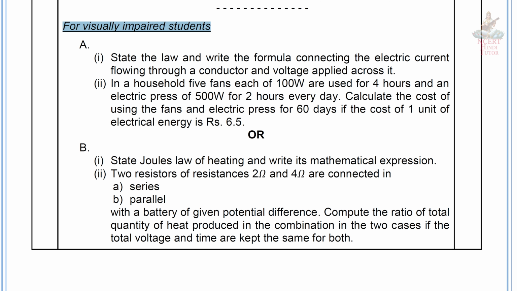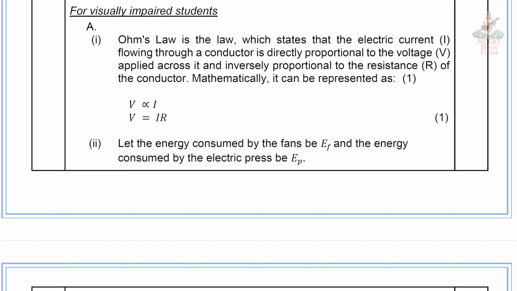For visually impaired students, A. First, state the law and write the formula connecting the electric current flowing through a conductor and voltage applied across it. Answer. Ohm's law is the law which states that the electric current I flowing through a conductor is directly proportional to the voltage V applied across it and inversely proportional to the resistance R of the conductor. Mathematically, it can be represented as V is proportional to I, or we can write V is equal to IR, where V is the voltage, I is current and R is resistance.